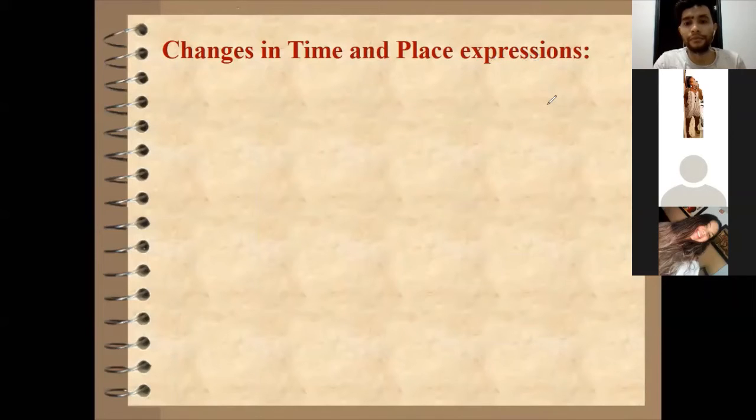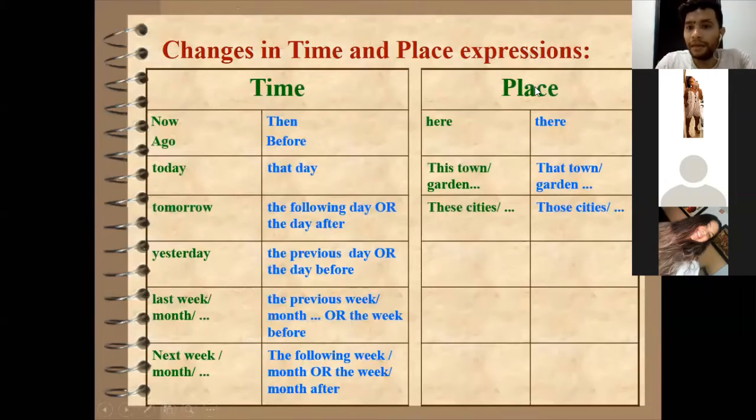So, the time and the place. In the case of the time, we got some examples right here. Take a look. The green part is the direct speech, and the blue part is the reported speech. So, for example, when you use the word now, it becomes then. Like, for example, I have to study now. If I change this into the reported speech, I have to say, well, Johan said that he had to study then, right? Now becomes then.